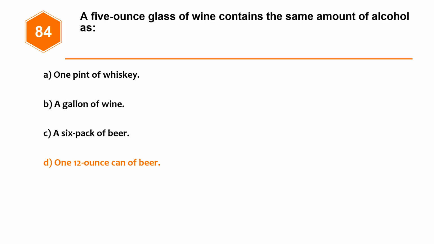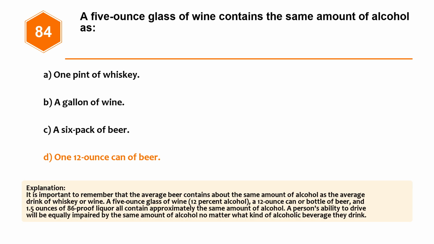The correct answer is option D, 1 12-ounce can of beer. Explanation: It is important to remember that the average beer contains about the same amount of alcohol as the average drink of whiskey or wine. A 5-ounce glass of wine, 12% alcohol, a 12-ounce can or bottle of beer, and 1.5 ounces of 86 proof liquor all contain approximately the same amount of alcohol. A person's ability to drive will be equally impaired by the same amount of alcohol no matter what kind of alcoholic beverage they drink.